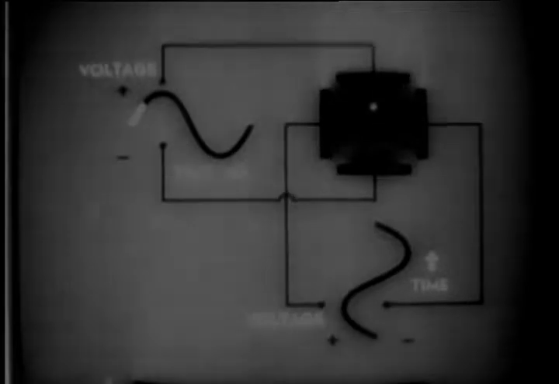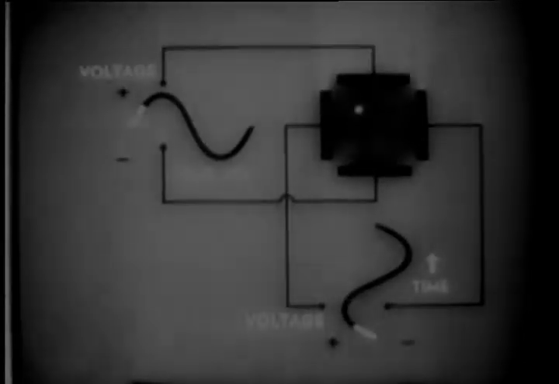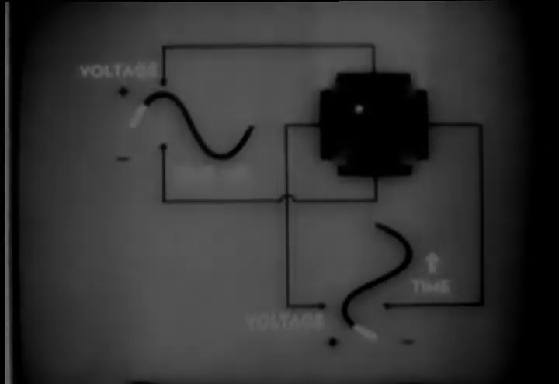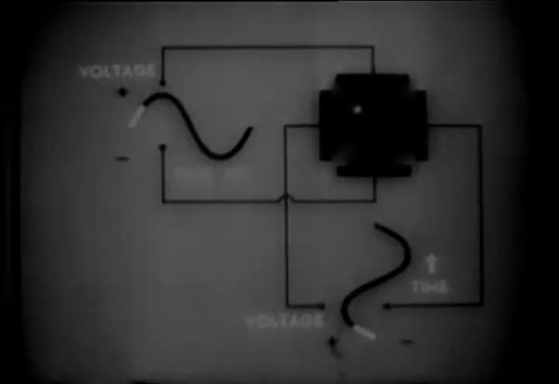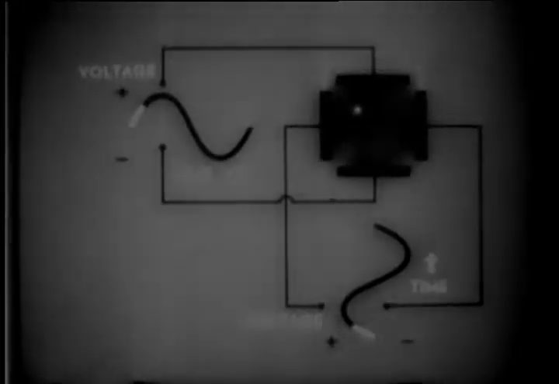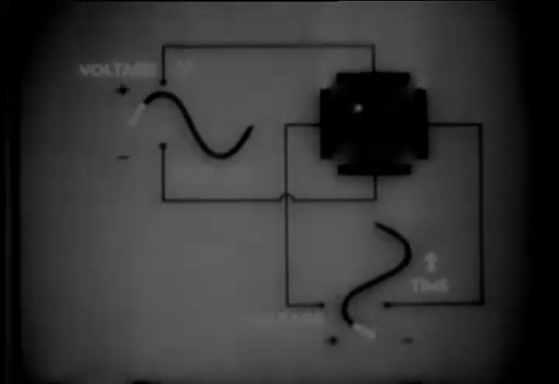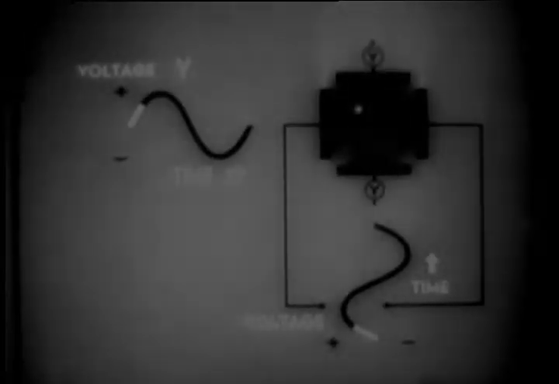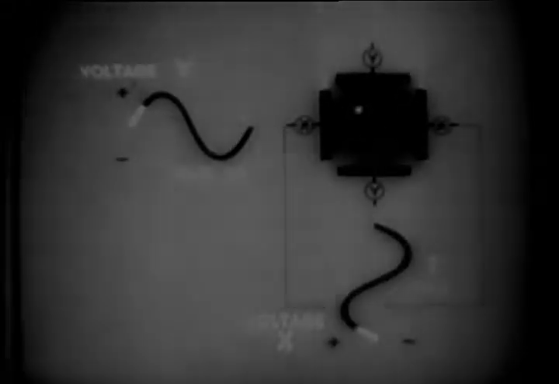And if we apply the same amount of voltage to the other set of plates, the beam is deflected sideways. The combined action on both sets of plates is to move the beam along this diagonal path. To simplify the diagram, let's call the voltage applied to the vertical deflecting plates Y, and we'll label the vertical deflecting plates Y. We'll call the voltage on the horizontal plates X, and label its plates X.